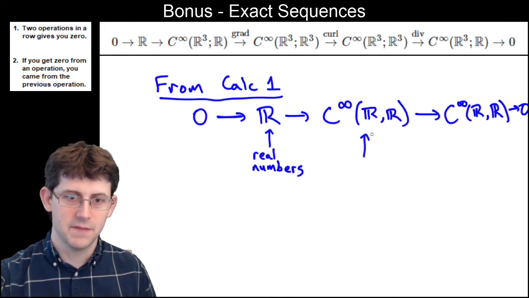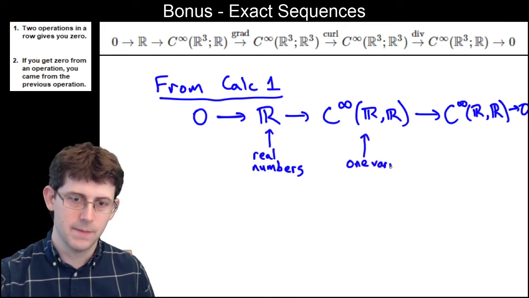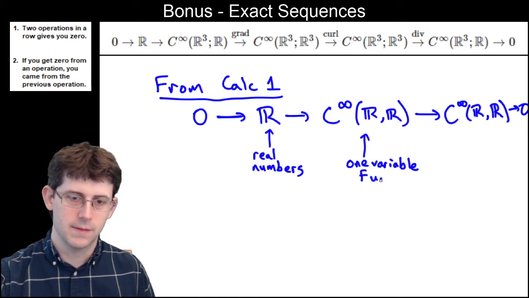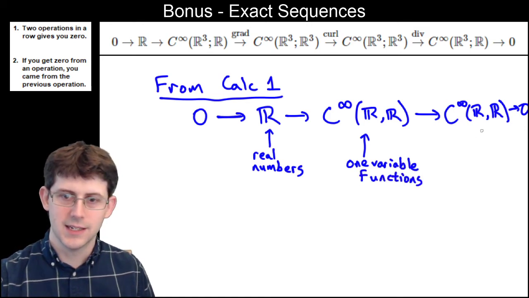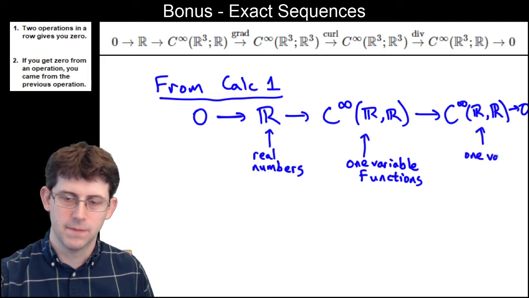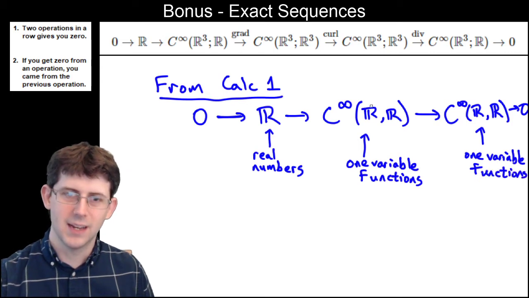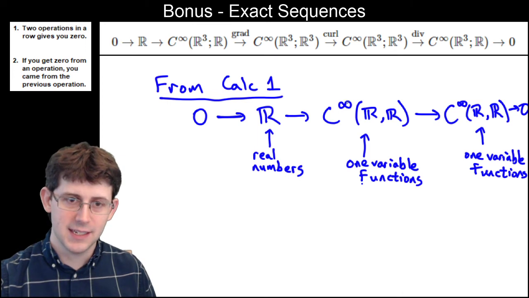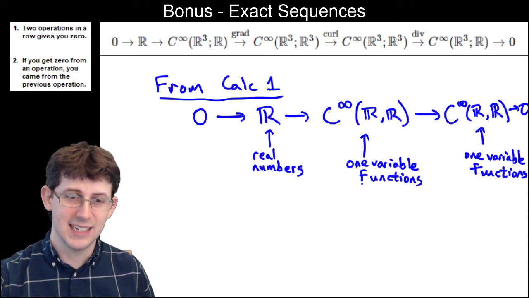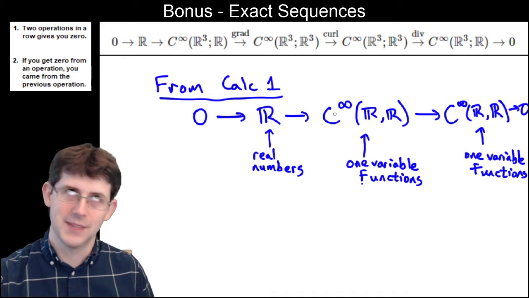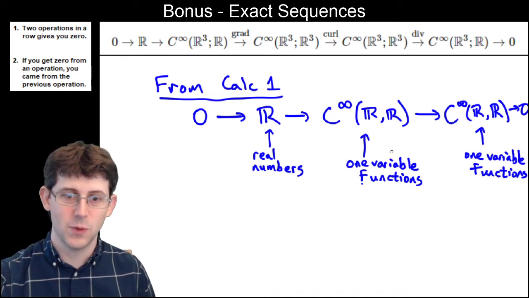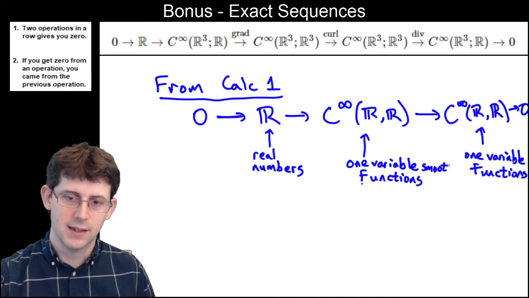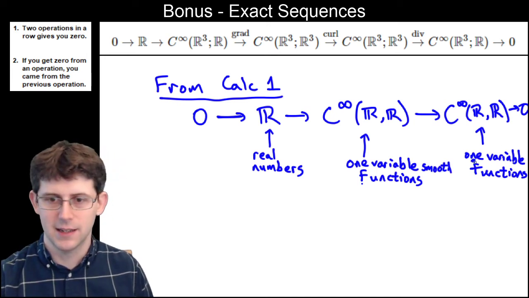This thing is one variable functions. And here it is again. So y equals x squared is in here. Y equals sine x is in here. It's not just one variable functions. This C infinity means that it has infinitely many continuous derivatives. So this is the one variable smooth functions. No absolute value of x is invited.